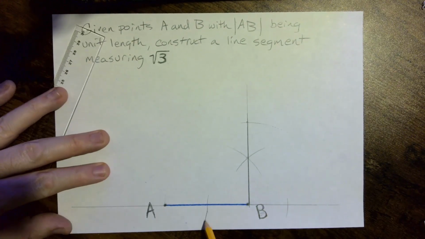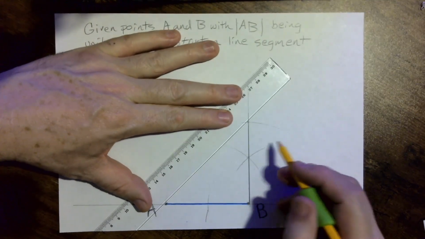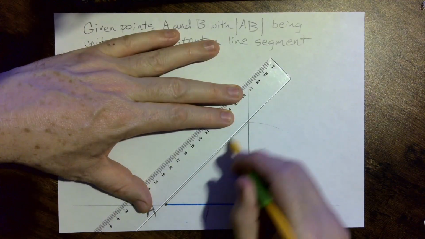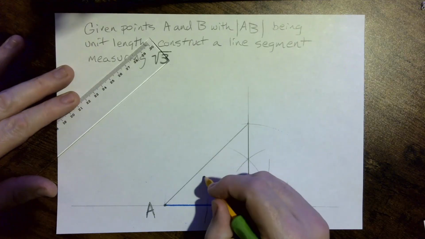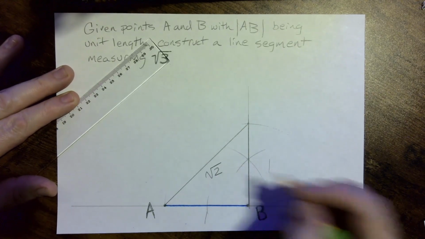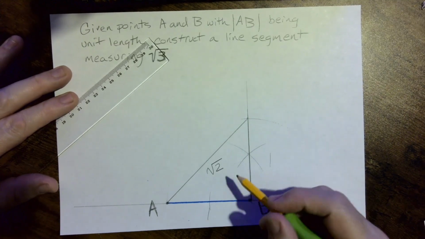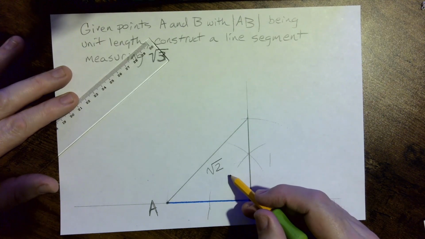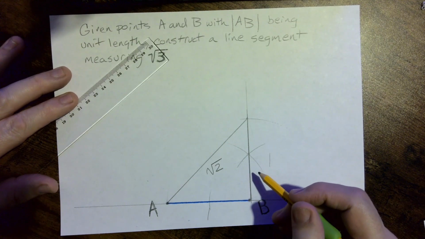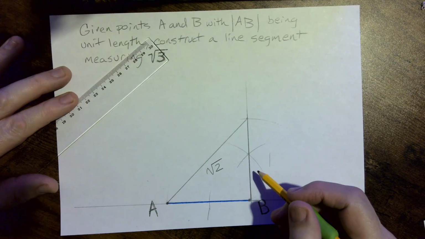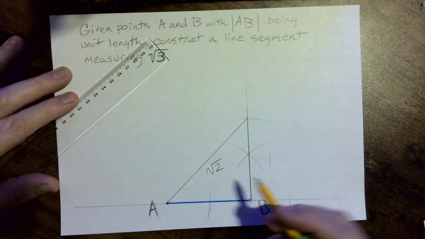Because this is 1, and this is 1, we know that this line segment here is like the diagonal of a unit square. This thing is square root of 2, isn't it? If you don't know that square root of 2, then you need to stop this video now and convince yourself of that with something. Okay. So we have our square root of 2.